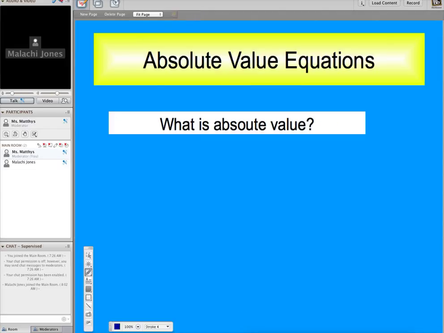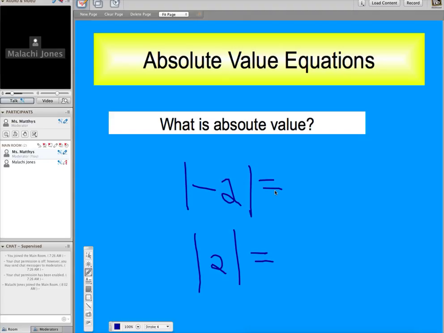Absolute value. Can you tell me in your own words what is an absolute value? An absolute value is Take a look at the board. What do you think are the solutions first?